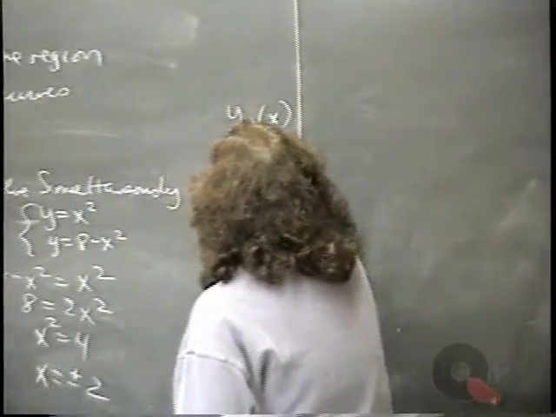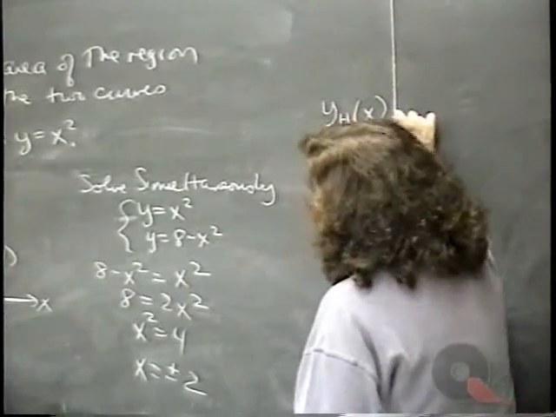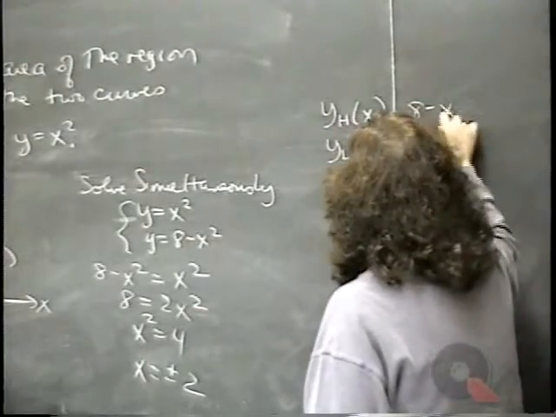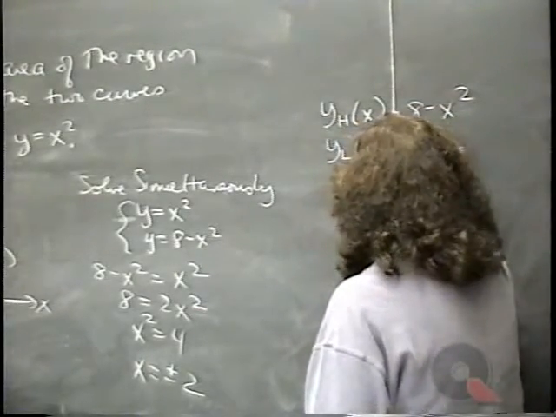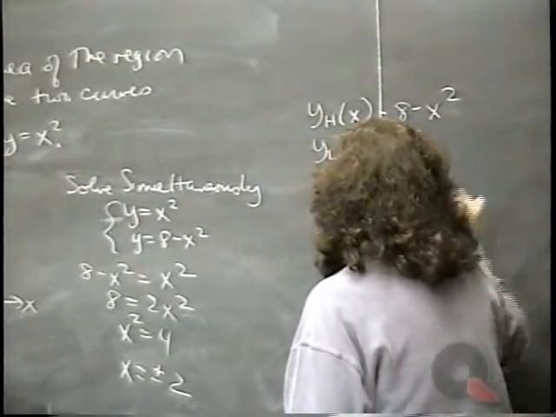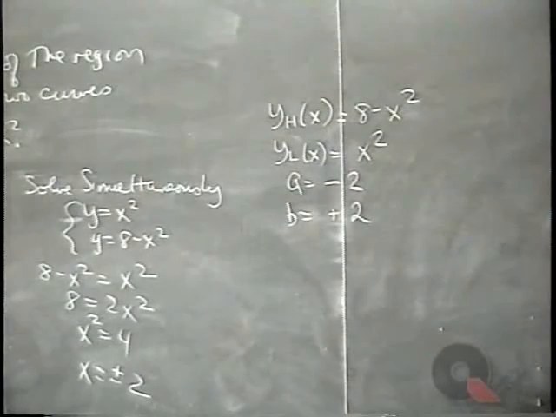I need to know what YH of x, YL of x, A and B are. The high curve, once again, is, of course, the 8 minus x squared curve. The low curve is y equals x squared. A and B are now minus 2 and plus 2, respectively, the x coordinates of the leftmost and rightmost points in the region.